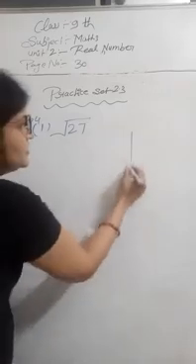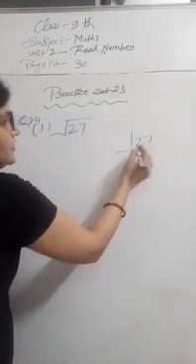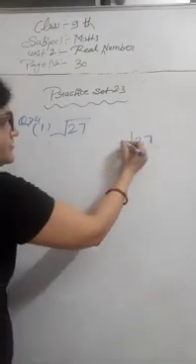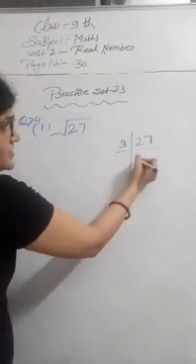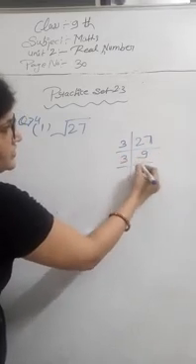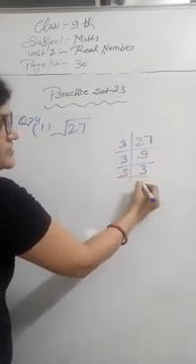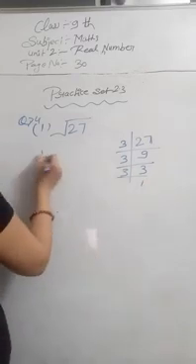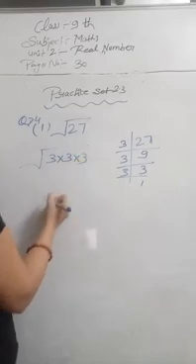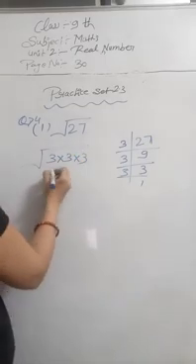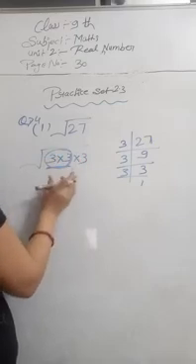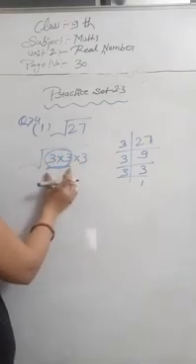First, we will find the factors of 27. 27 ka factor: 3, 3 se hum nikalte hain, so 3 9s are 27, 3 3s are 9, 3 1s are 3. So we get 3 multiply 3 multiply 3. Okay, so we can see here is one pair of 3, only one pair of 3.